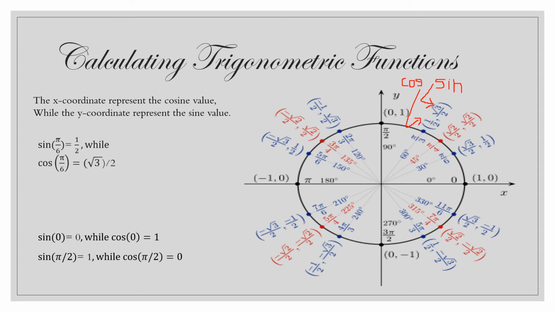So let's see the first example. If I want sine pi over 6, first let's locate where pi over 6 is on the trig circle. Notice that the sine is half, while the cosine is square root 3 over 2.